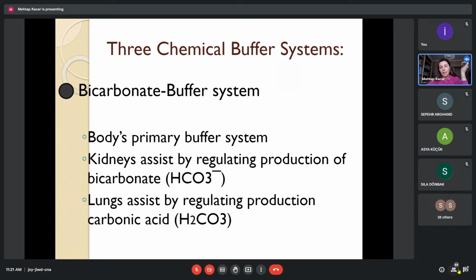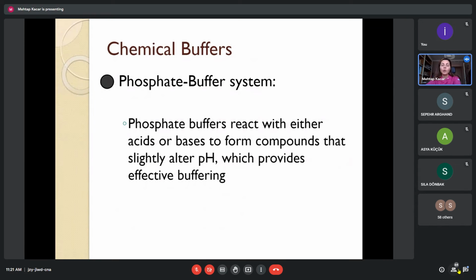Bicarbonate buffer system. This system is the primary buffer system for us. Kidneys assist by regulating production of bicarbonate ion to buffer the bicarbonate buffer system, and lungs assist by regulating production of carbonic acid. Phosphate buffer system, another system. The phosphate buffer system reacts with either acids or bases to form compounds that slightly alter pH. And this is also a very effective buffer system.